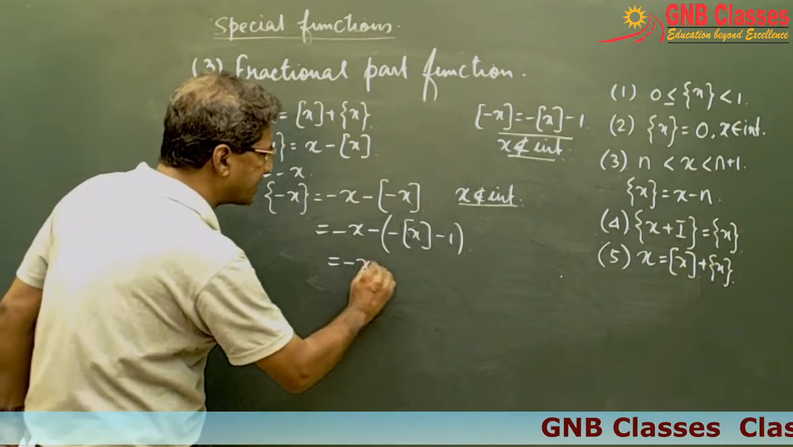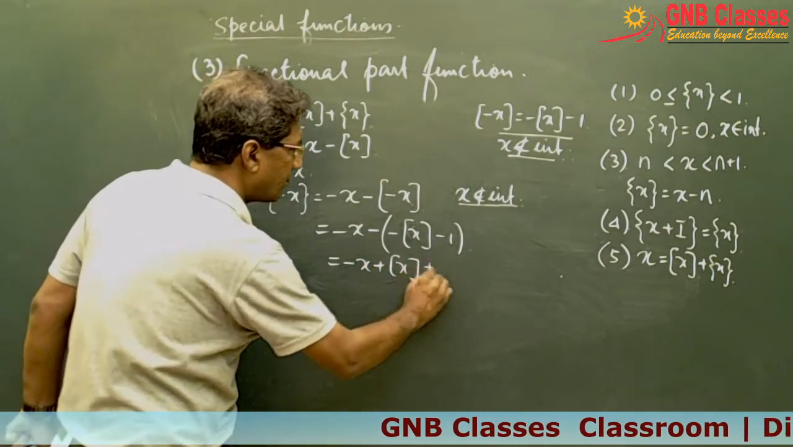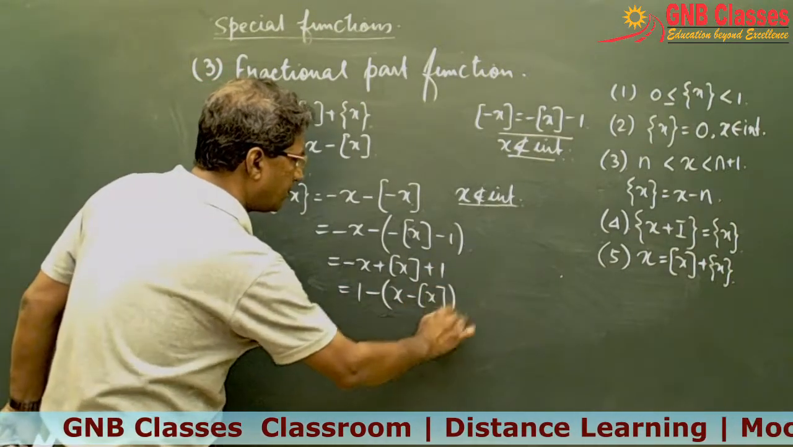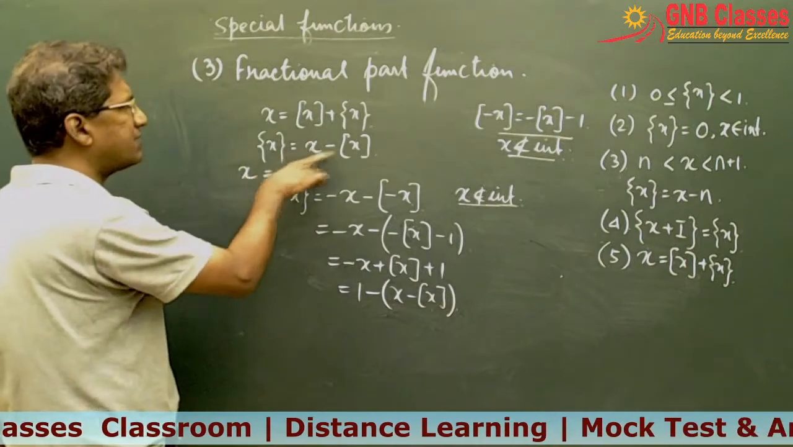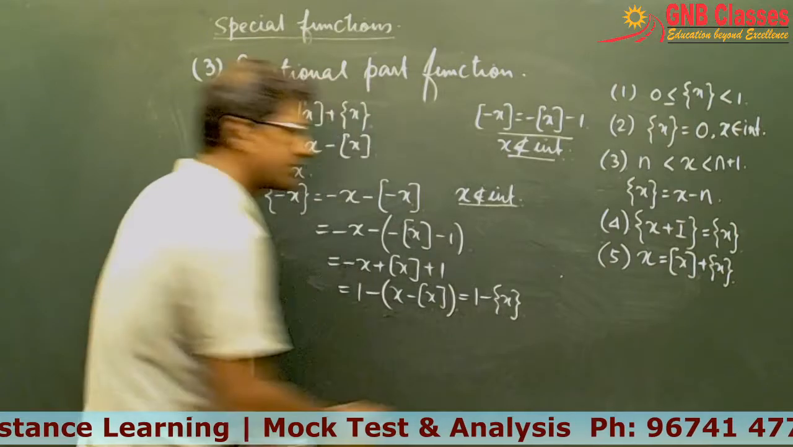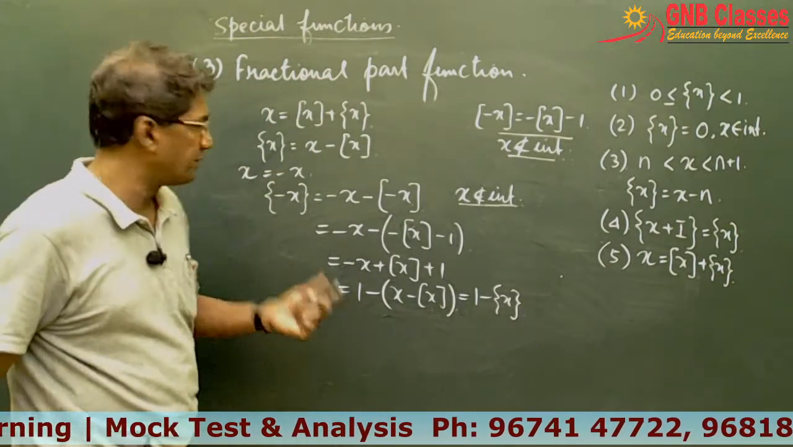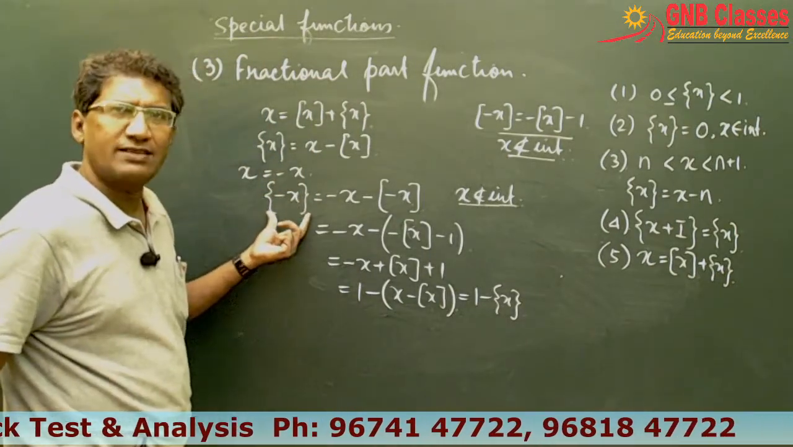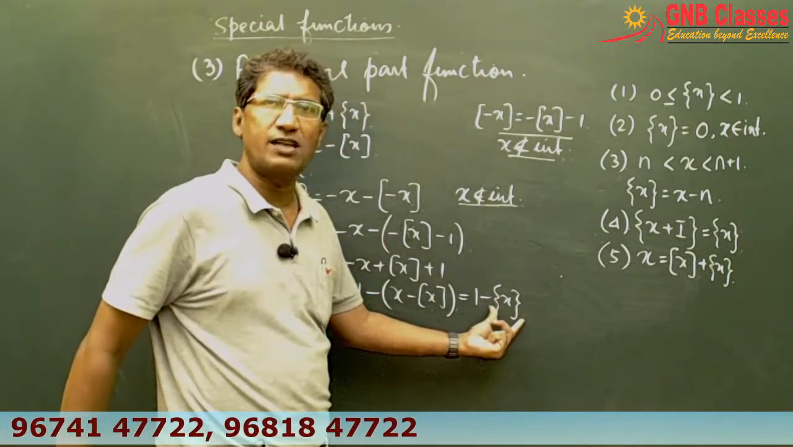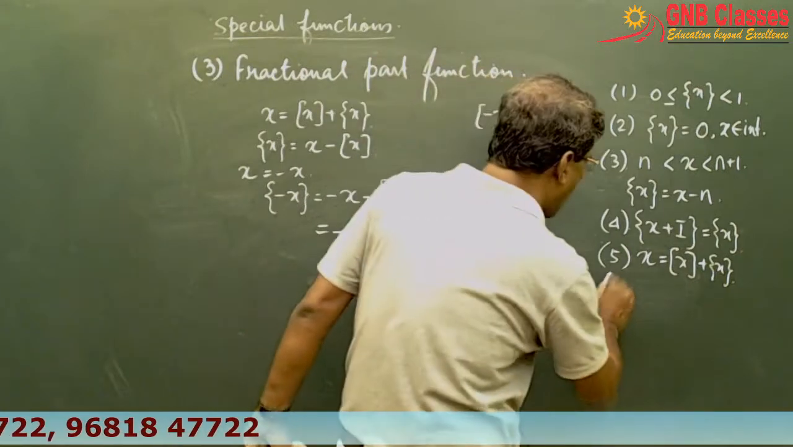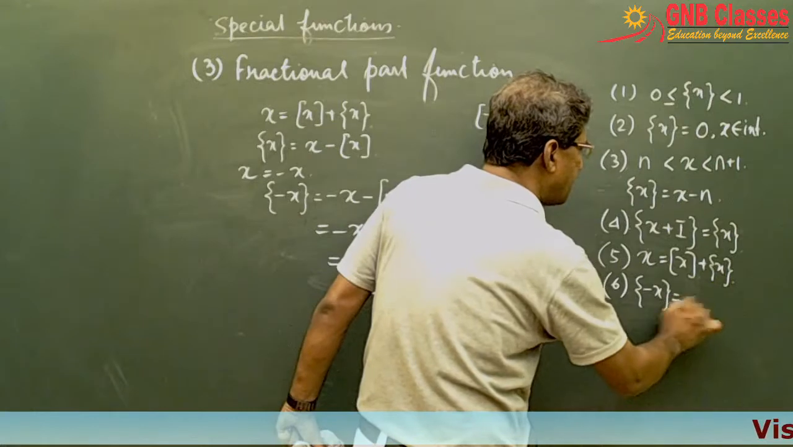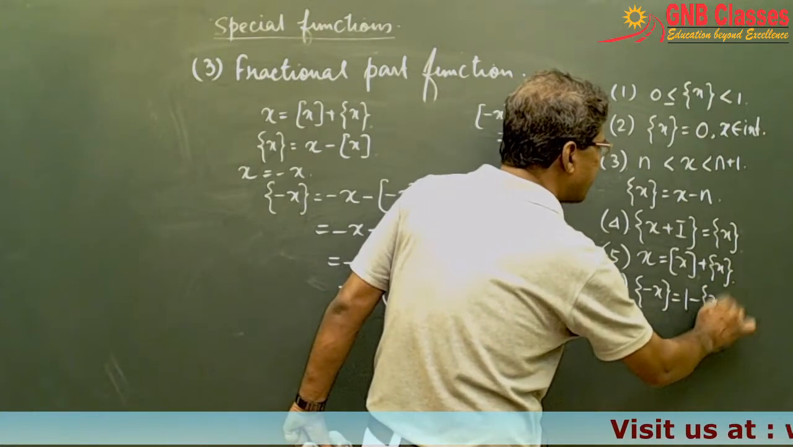Now open the bracket. So we are getting what? x minus box x is nothing but fractional part of x. So it is coming to 1 minus fractional part of x. Is it clear? So fractional part of minus x can always be written as 1 minus fractional part of x. Very, very important property. Fractional part of minus x can be written as 1 minus fractional part of x.